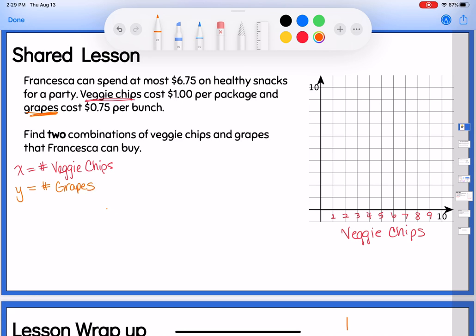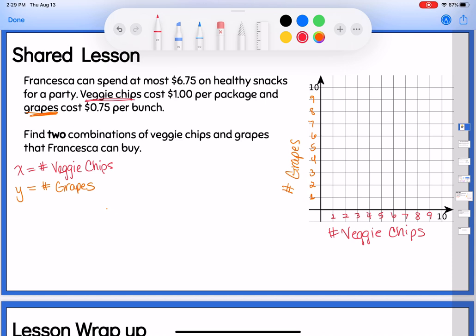Now you could switch it around if you wanted to, but this way we'll all just kind of be on the same page. So over here will be grapes, I should say number of grapes, and again here 1, 2, 3, 4, 5, 6, 7, 8, 9. Put a number in front of my veggie chips. Okay.